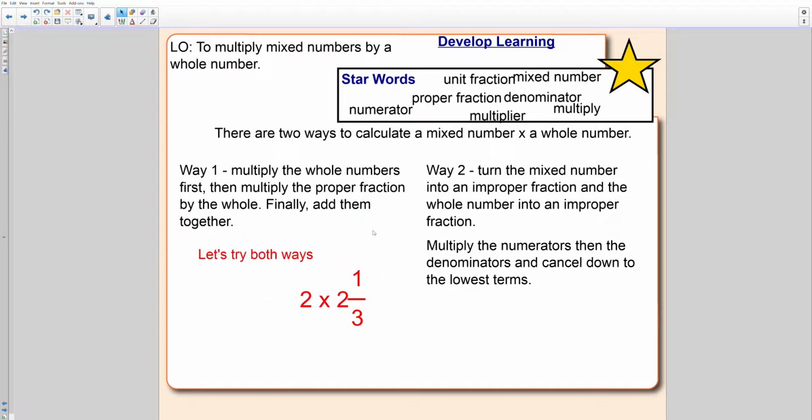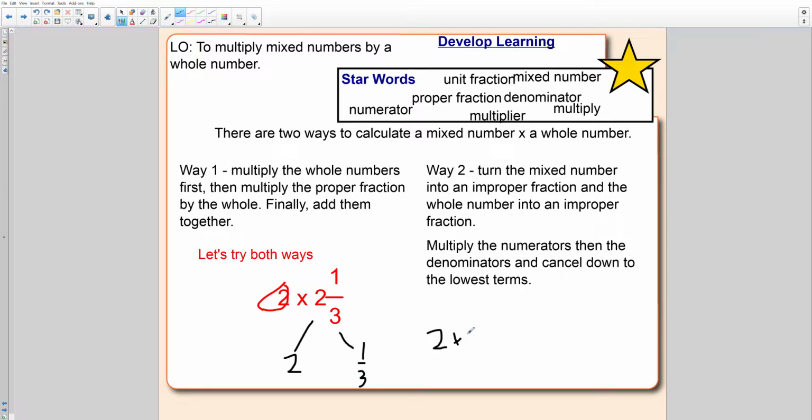So this is going back to how we can find, when we do a mixed number times a whole number, how can you do it? So one way is to do the whole number times the whole number, and then the whole number times the fraction, which is a bit like splitting it into 2 and then splitting it into 1/3. Seems obvious, right? But then you'd say that 2 times 2 is 4, and 2 times 1/3 is 2/3. So you get 4 and 2/3. Nice and simple, right?